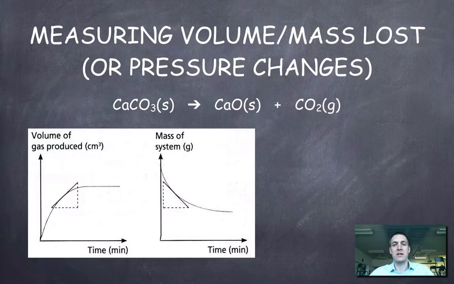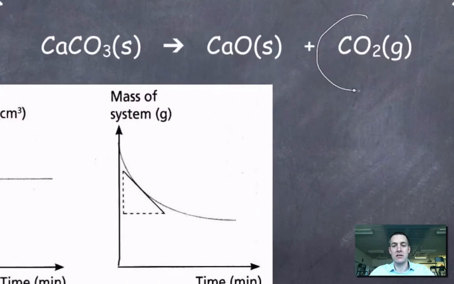Okay, because if it escapes, we can either allow it to escape and measure how the mass of a system changes, or we can collect that thing and then measure how quickly it's collecting. Now, what sort of things are going to escape most likely from chemical reactions? Well, gases. And here we can see a reaction that is producing carbon dioxide.